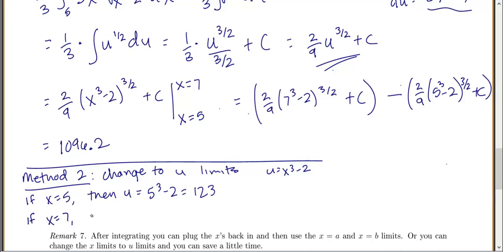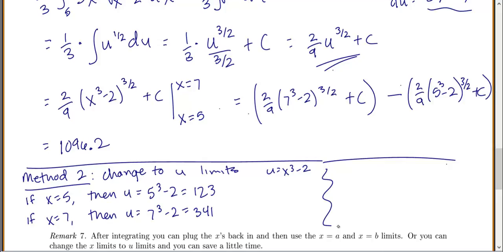And if x equals 7, then u equals 7 cubed minus 2, which is 341. Okay. So you change to u limits, and then when you get to the step that says 2/9 u to the 3/2 plus c, once you've integrated with u, you don't have to actually go through and put your x's back in. You can just evaluate it here from u equals 123 to 341. So you can do it with the u limits instead.